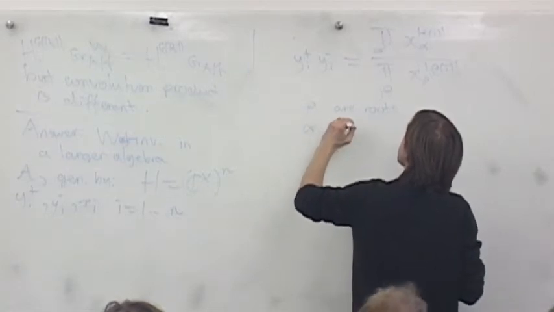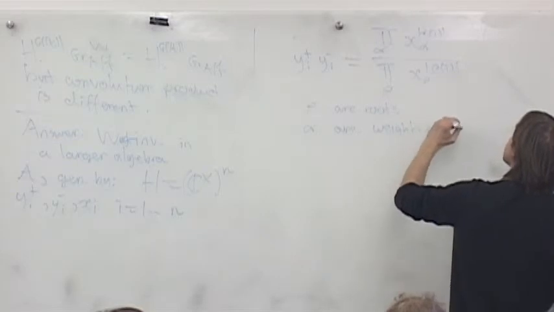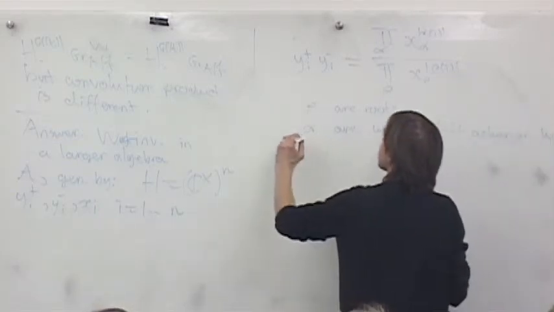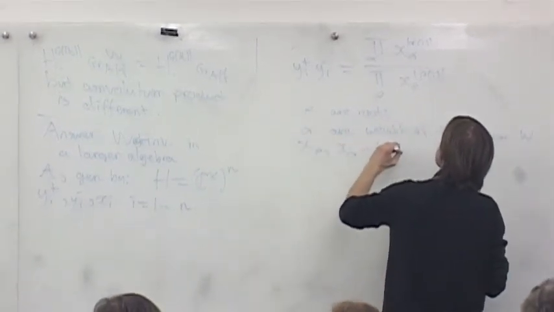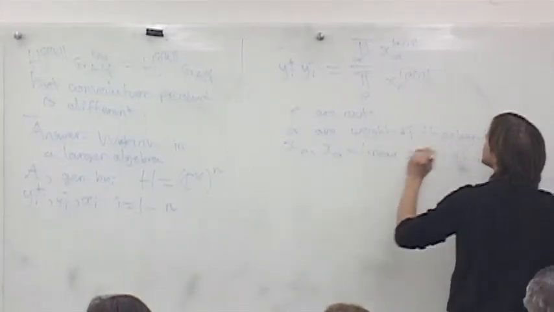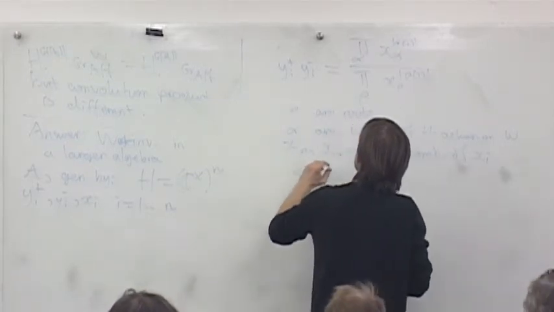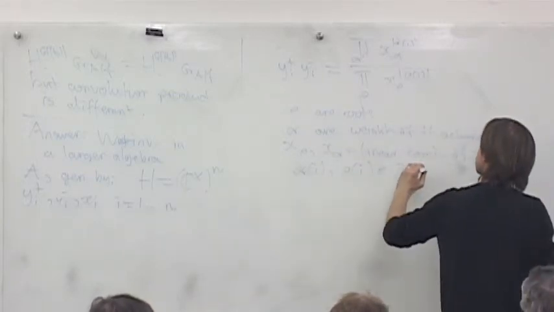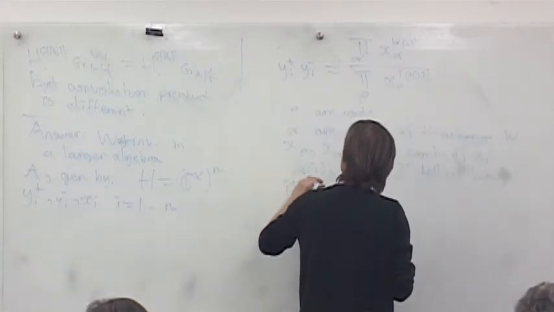Alpha are the weights of the H action on W. On W, x rho, x alpha is a linear combination of these xi's, and so alpha i, rho i, these are the integers which tell us how the ith C star acts.